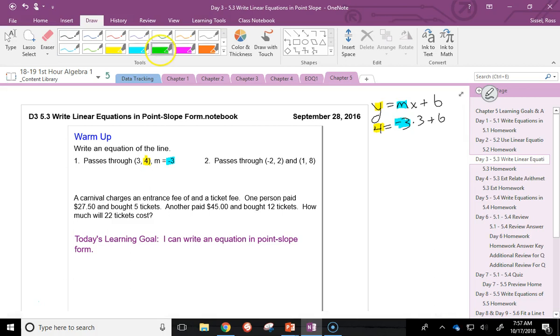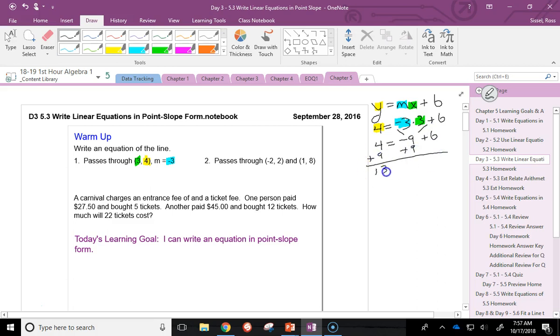And x was a 3, but then we do not know what b is, so we need to solve for that. So we simplify: negative 3 times 3 is negative 9. And I'm going to add 9 to each side. 13 equals b. Okay. Now what do we do, Alex?